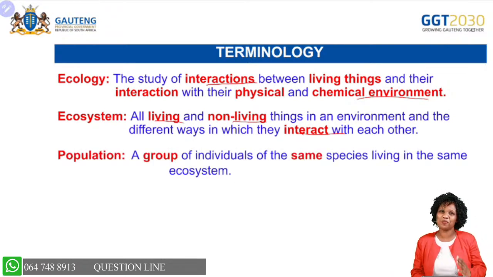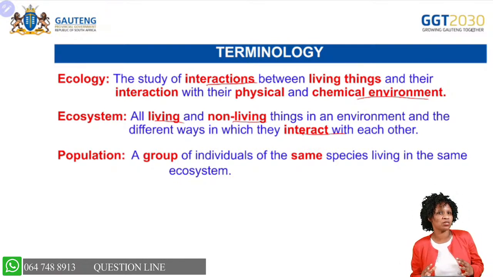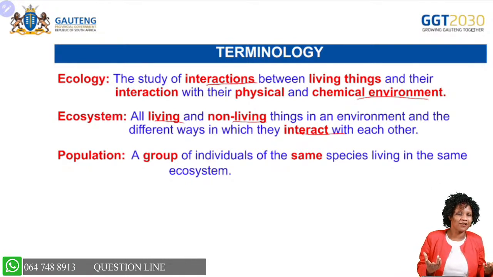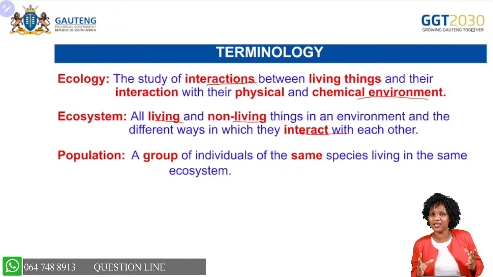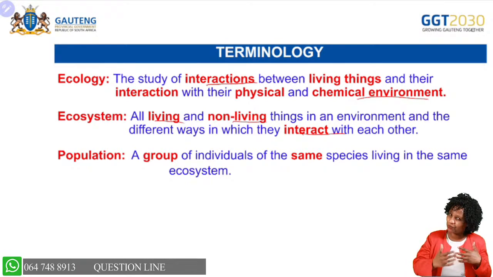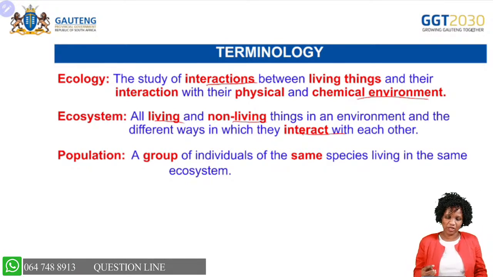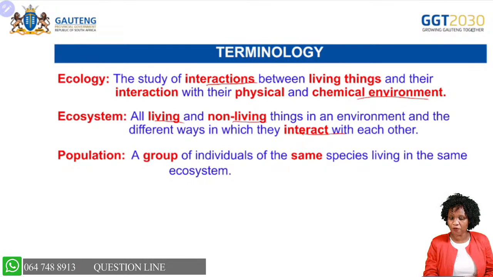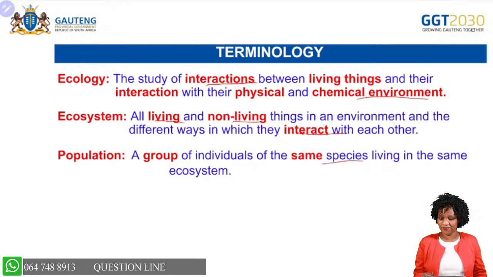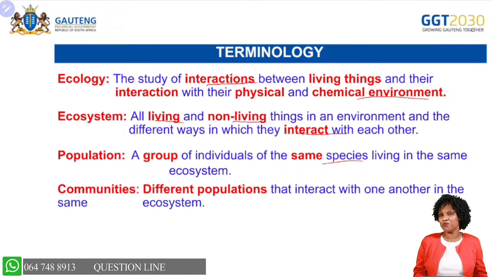Okay. And then we've got a population. If we are talking about a population, grade 8, we are talking about a group of the same species or animals of the same kind living together, all right, and reproducing. For example, we've got a population of elephants. We are talking about a group of elephants sharing the same environment, but they will be reproducing. Okay. Population: a group of individuals of the same species living in the same ecosystem.